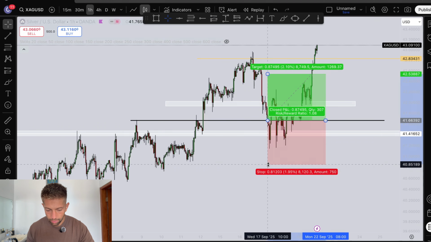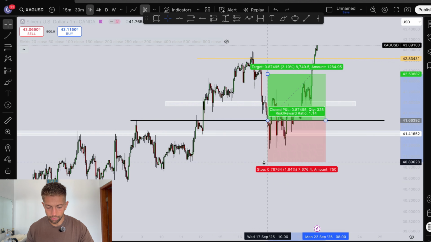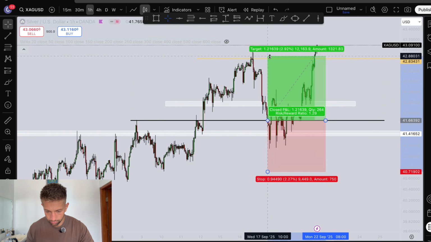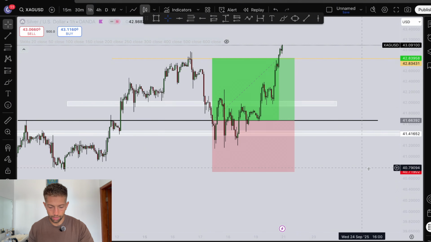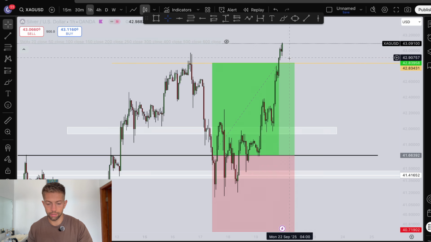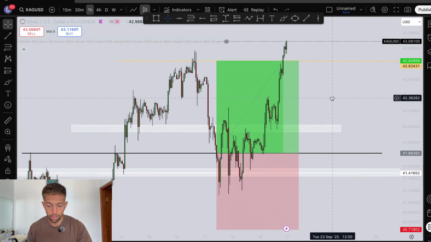I placed my stop loss here to be more safe, because it was FOMC that day, but maybe I should have placed it here. It is what it is. The stop loss went here, and the target was here, which is like 1.3R, and we hit TP recently. As you can see, it's Sunday, and we hit TP at Friday NY session closure, which is beautiful.